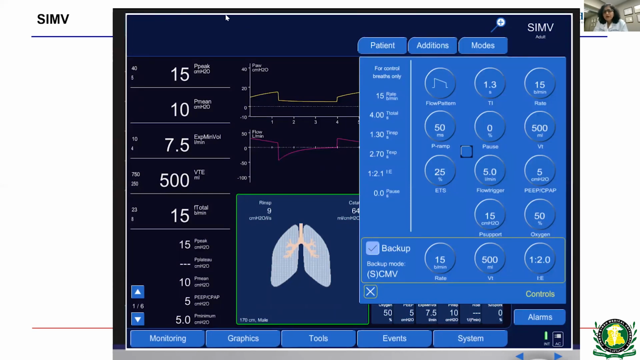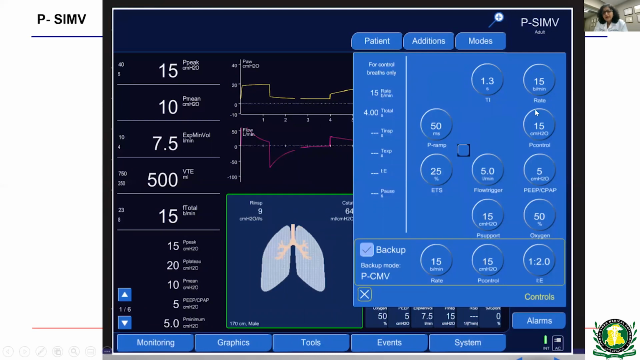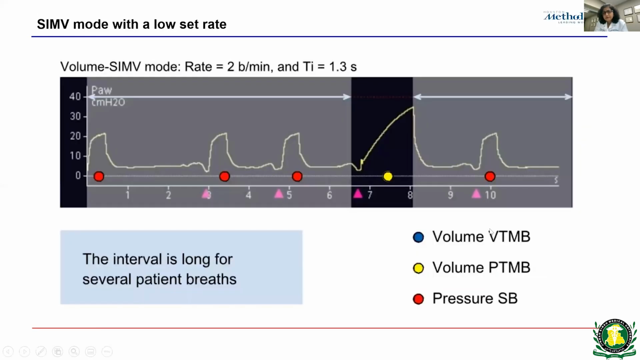So here you have a volume SIMV, so you're setting a tidal volume, and for the patient's own breaths, you can supplement it with some pressure support. Similarly, in pressure SIMV, you set the inspiratory pressure, and to help with the patient's spontaneous breaths, you can add pressure support. These 2 slides are examples of SIMV mode with a slow set rate in which the patient can have their own spontaneous breathing, as shown in the red dots, and the yellow dot is showing a patient-triggered mandatory breath.